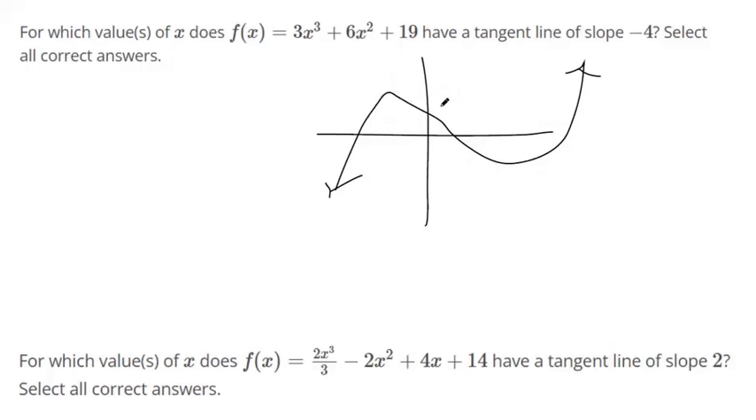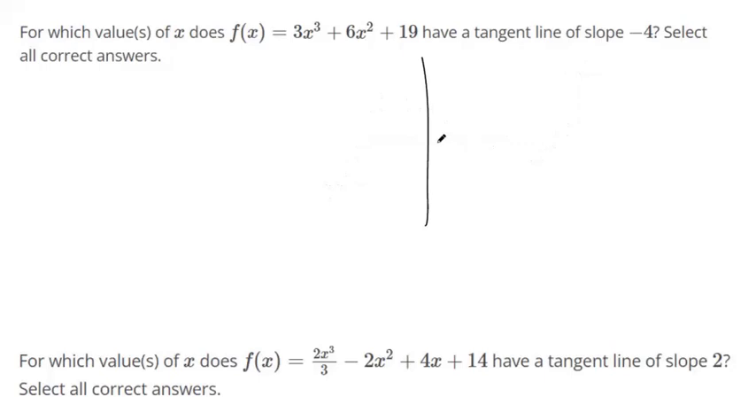on this interval. Okay, but the big idea is that you're looking for where the tangent slope is -4. To find that, you can take the derivative and set the derivative equal to -4, because the derivative talks about slopes, talks about those tangent lines. So if I take a derivative with respect to x, I get 9x squared plus 12x, and the derivative of 19 is 0. And then we want the derivative to equal -4.